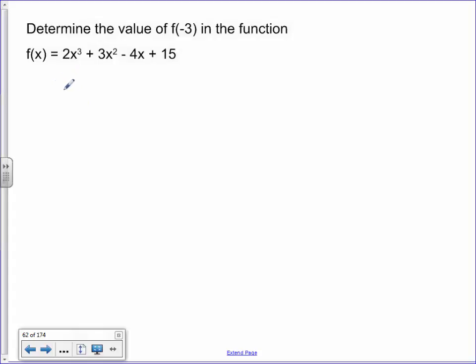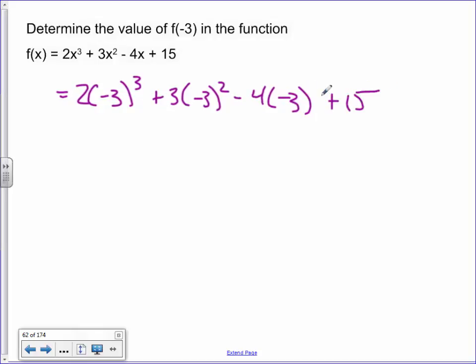Okay. So take -3 and plug it in. -3 gets plugged in. -3 gets plugged in. When I'm done, we should have like a number answer. I got 0.